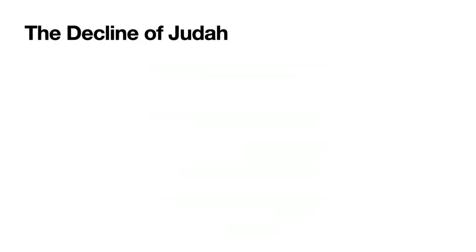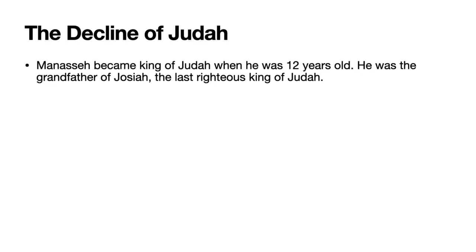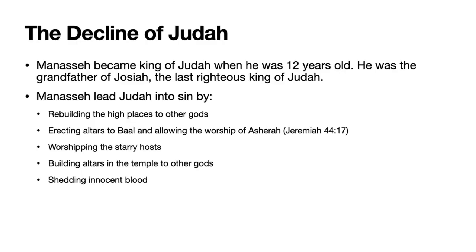All right, so now Babylon has asserted itself as the prevailing empire. Let's talk about the decline of Judah and how Judah and the Babylonian Empire interact to ultimately lead to the destruction of Jerusalem. We have a king, Manasseh. He becomes king of Judah when he was 12 years old, and he was the grandfather of one Josiah, who would go on to be the last righteous king of Judah.